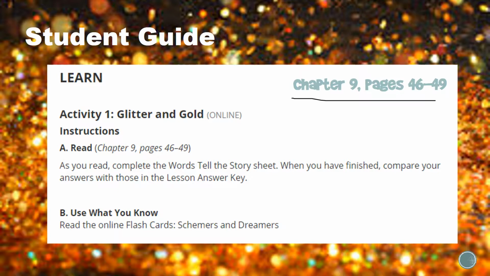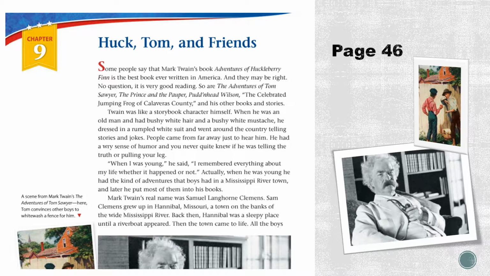Next, you will use what you know. You're going to read the online flashcards, Schemers and Dreamers. Take a few moments to read pages 46 through 49 on your own, but just to highlight a few of the things that you're going to read about.